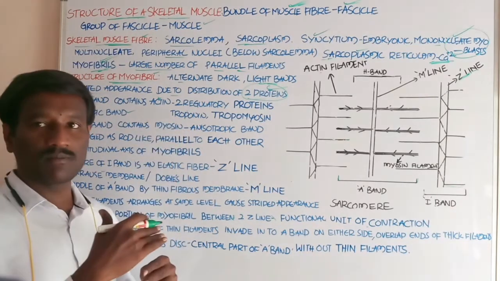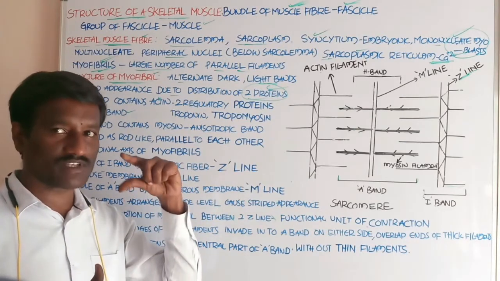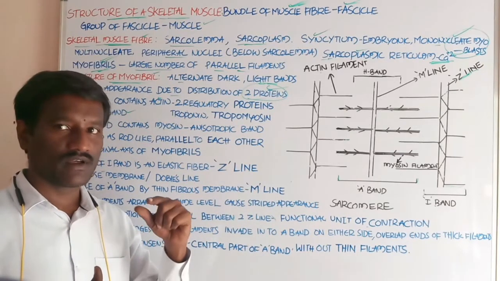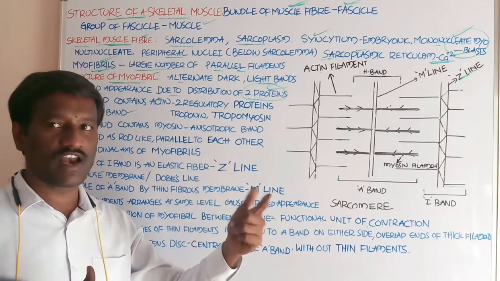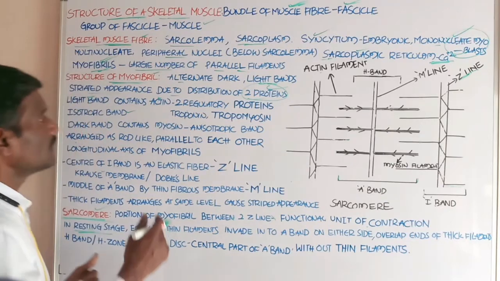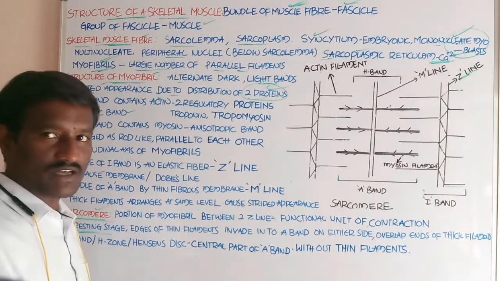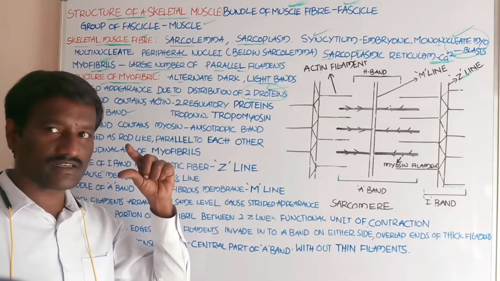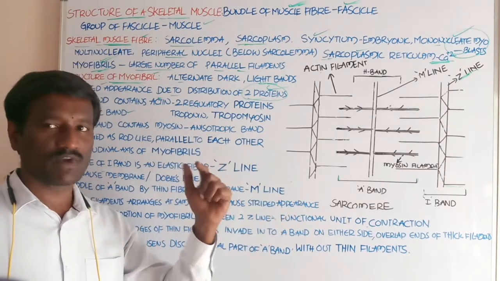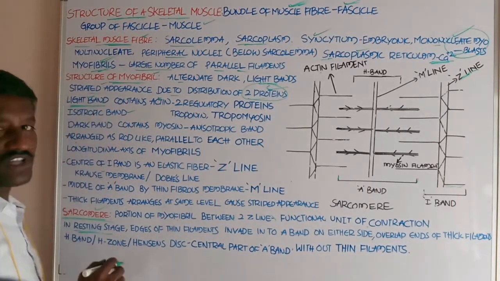This striated appearance is due to the distribution of two different types of proteins, one present in the light band and the other in the dark band. The muscle fiber appears striated because of the distribution of these two types of proteins in the dark and light bands. Now, first, the light band.